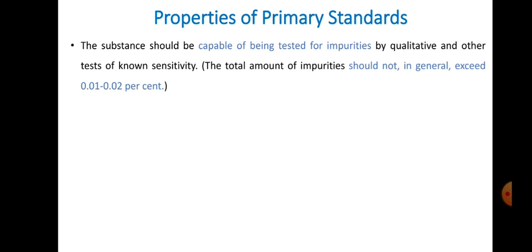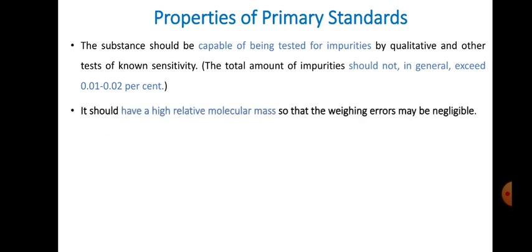Okay, so we should be able to identify these substances with a known chemical or physical test, and the total amount of impurities should not generally exceed 0.01 to 0.02%. So only this much impurity can we allow in the chemical substance, which fulfills the other parameters we have discussed. Then only can we consider the substance as a primary standard.